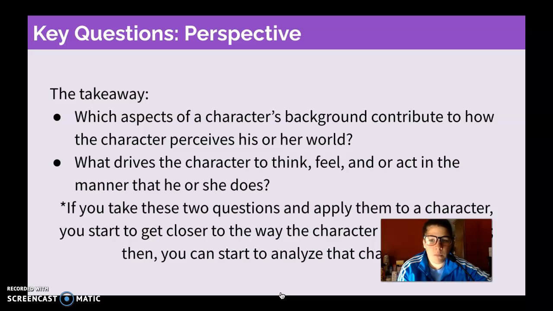So this is the takeaway for perspective. Think about the background that they're coming from. Think about who they are, their culture, ethnicity, family background, historical background. What drives that character to think, feel, or act in a manner that he or she does? Why do they act that way based on their personalities? If you can take those two questions and apply them to a character, you start getting to the fact that you understand that character's perspective on the world or the issue at hand. Once you're able to figure that out, you can step into their shoes and really see how they see the world. Then it will be much easier to analyze a character.